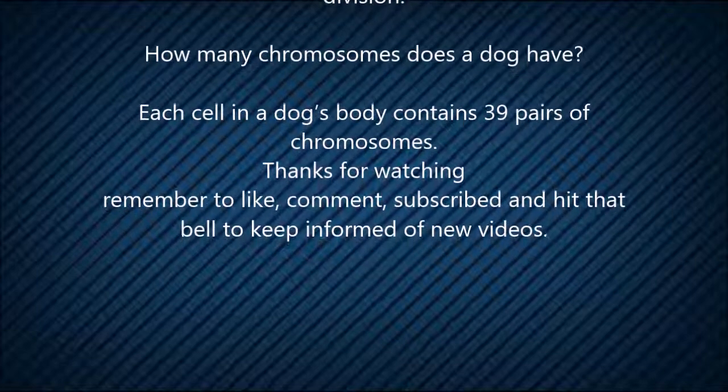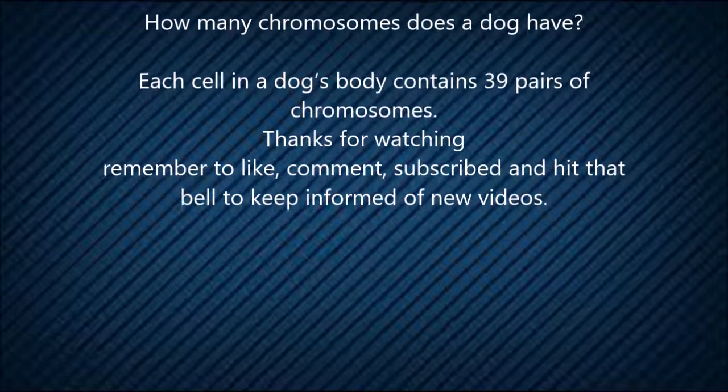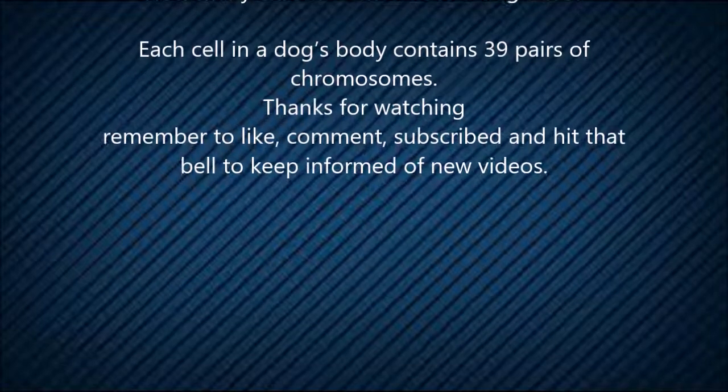How many chromosomes does a dog have? Each cell in a dog's body contains 39 pairs of chromosomes.